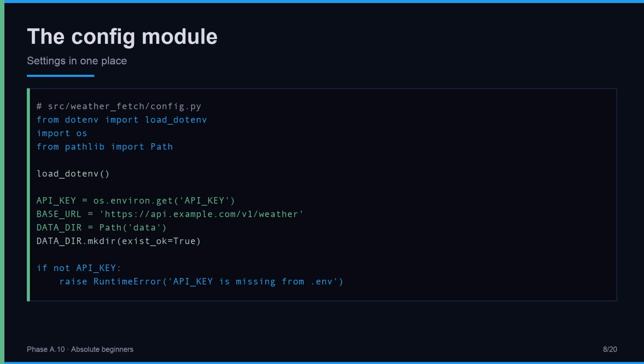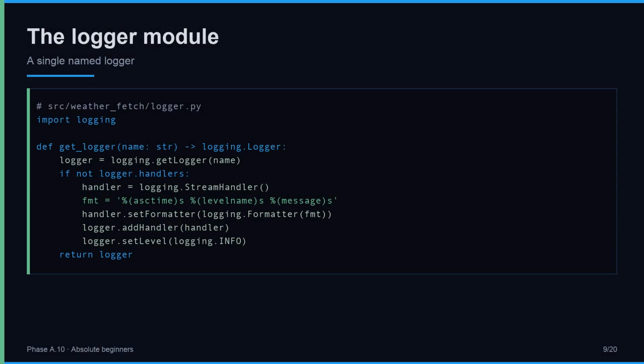Settings in one place. logger.py configures one logger and shares it across the project. The function get_logger takes a name and returns a configured logger. The first time it is called, it adds a stream handler that writes to the terminal, sets a friendly format with timestamp and level, and sets the level to INFO. Subsequent calls reuse the same logger. Any module that wants to log just calls get_logger with its own name. That is how a project gets consistent logging without repeating setup.